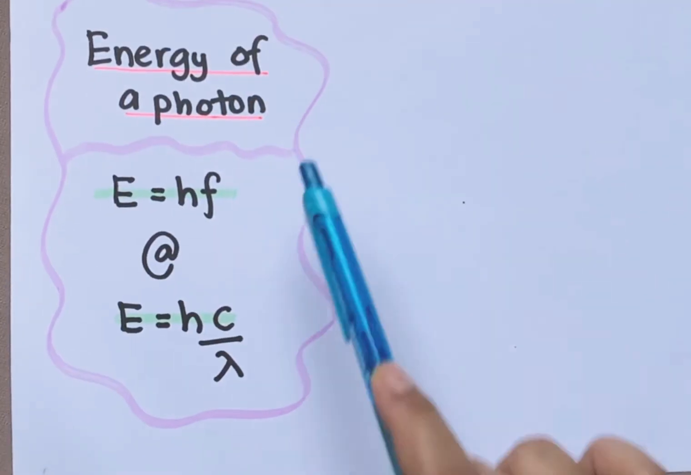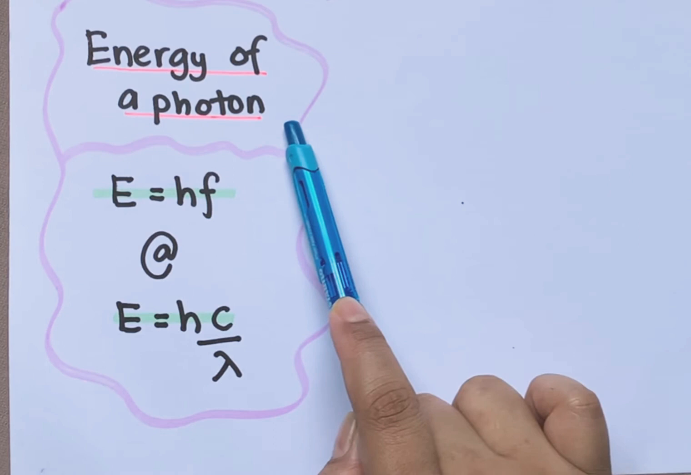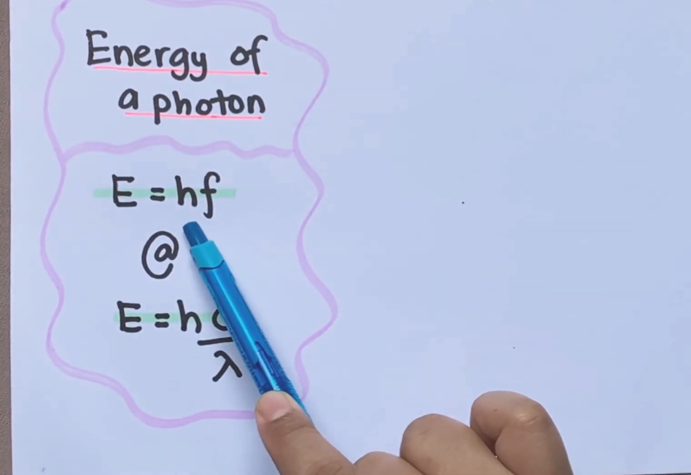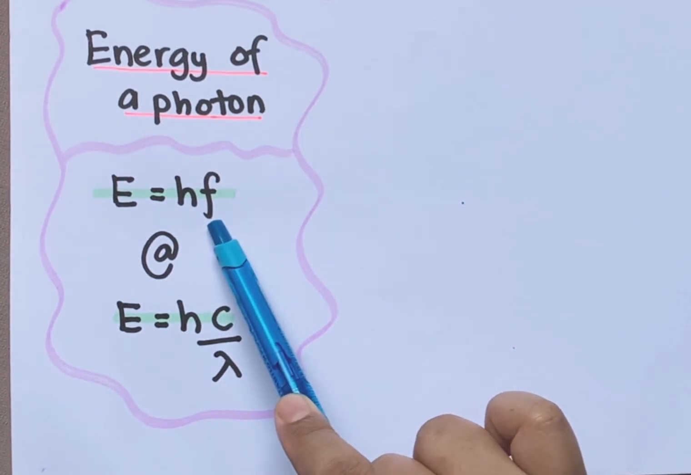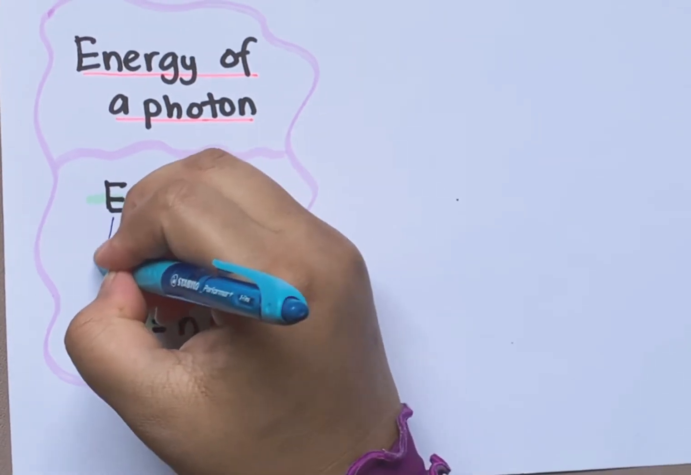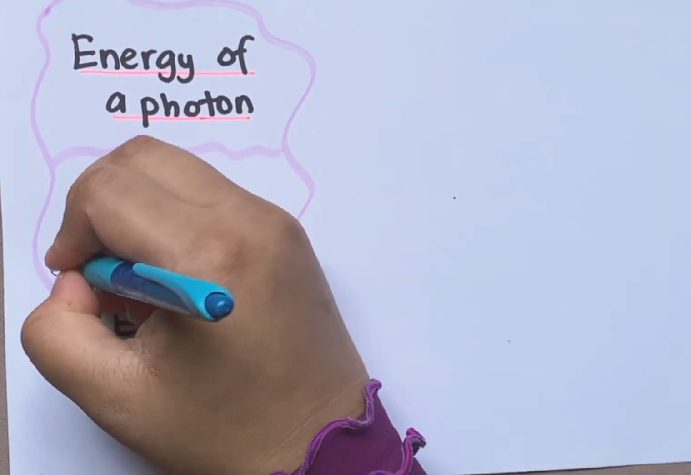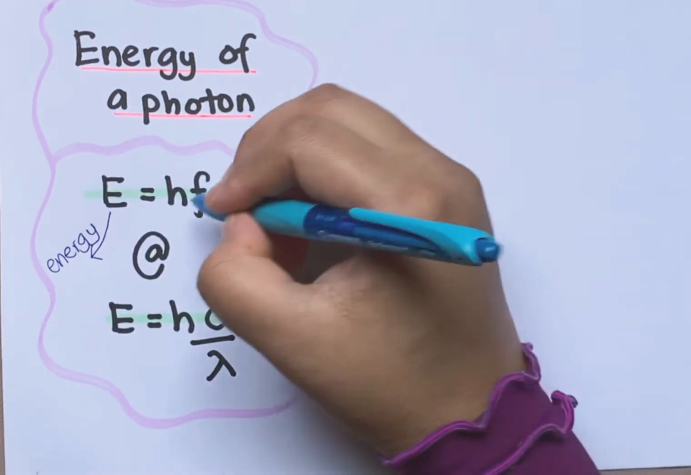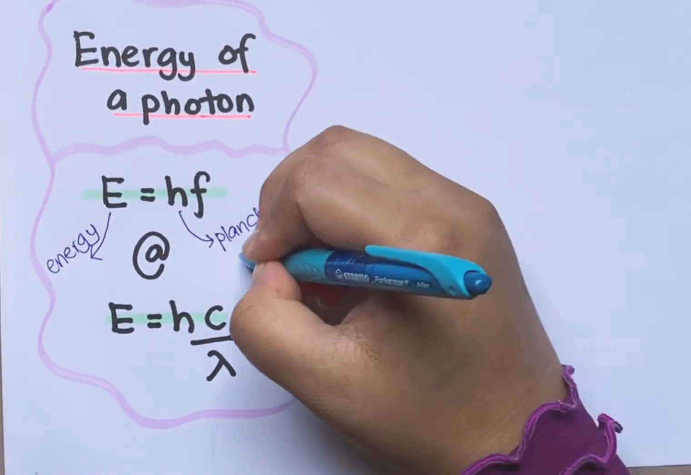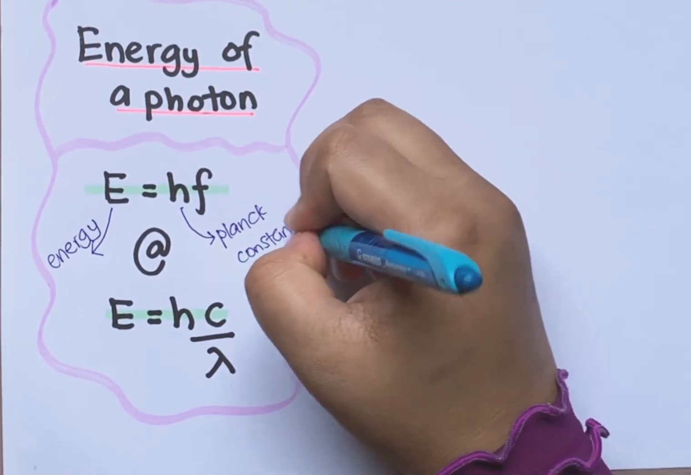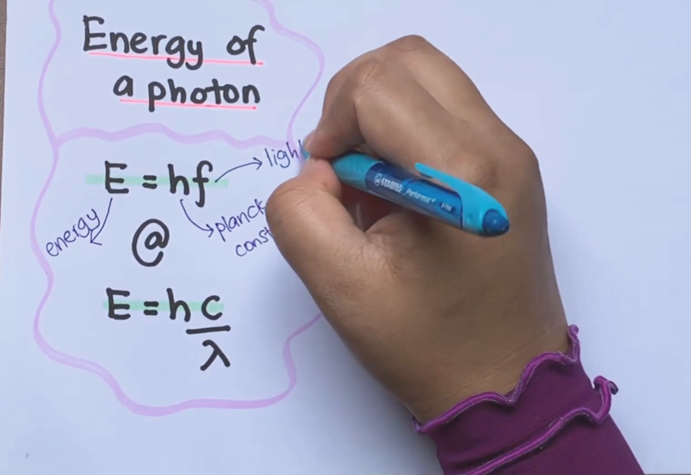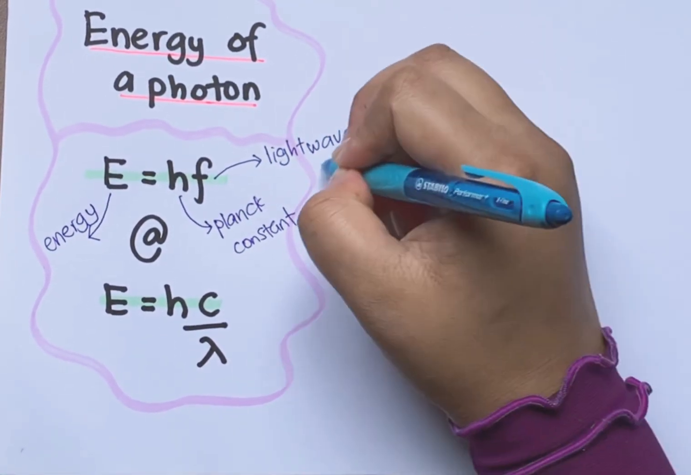As you can see here, the equation of energy of photon is E, which is energy, and H, which is the Planck constant, and F, the light wave frequency. Let me label it: E is the energy, H is the Planck constant, and F is the light wave frequency.